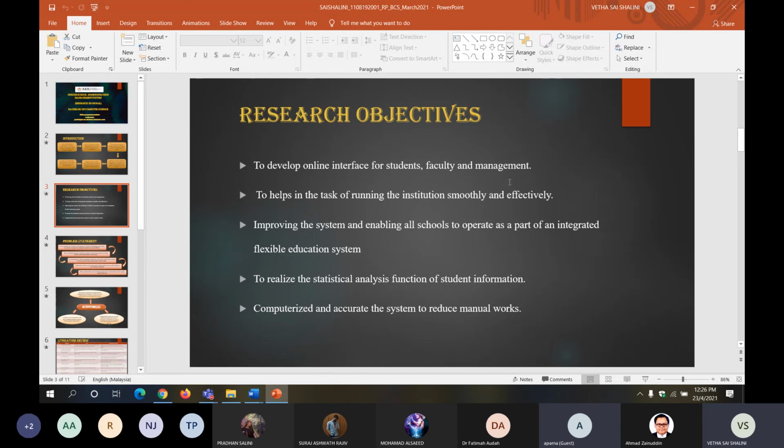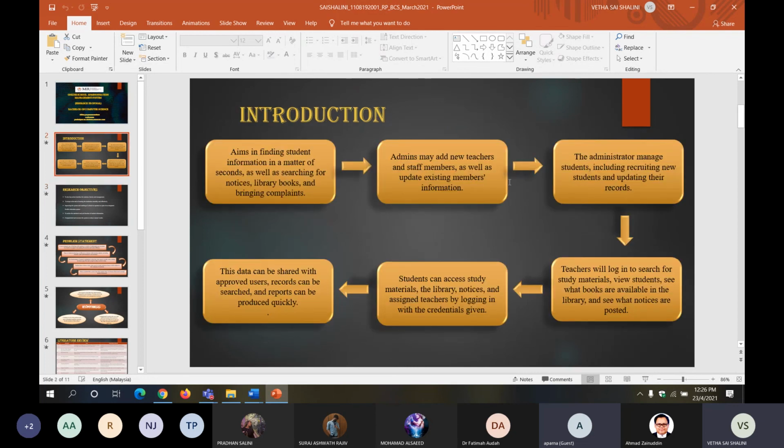So just come to the point straight away. What exactly are you providing through this system? What improvisation are you providing through this system? You have to put that in your objectives first. Then again, go to your previous slides, which is the introduction slide.